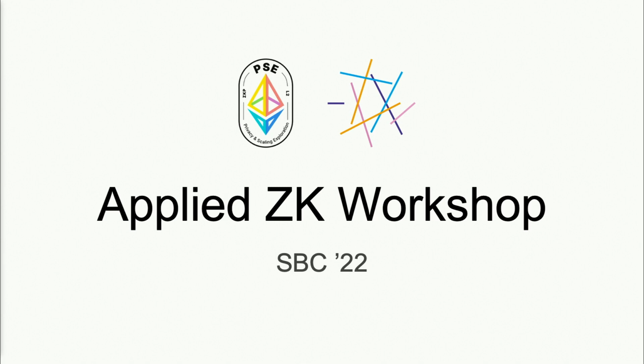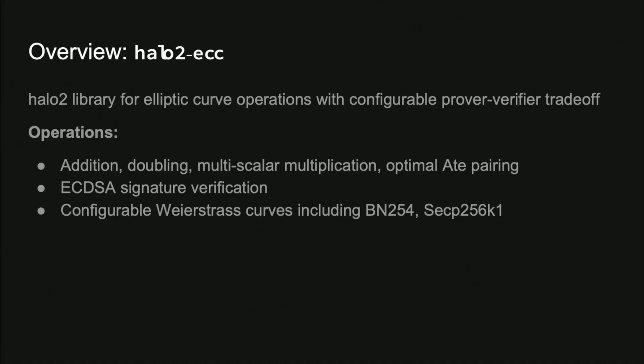All right, so today we will be talking about halo2 ECC, which is a library using the halo2 proving system to provide configurable prover verifier tradeoff and provide a library for some common elliptic curve operations in SNARKs. So these are operations that are common in many cryptographic applications, including addition, doubling, multiscalar multiplication, and the optimal ate pairing, as well as ECDSA signature verification.